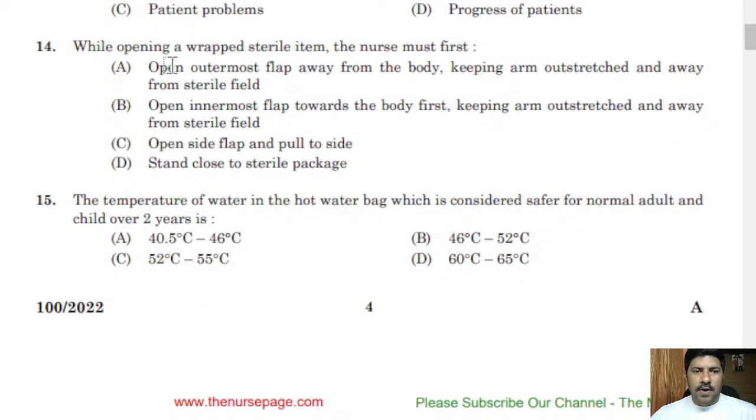14th question, while opening a wrapped sterile item, the nurse must first. Usually we need to open the outer covering in an away direction. So here the correct option is option A. Open the outermost flap away from the body, keeping the arm outstretched and away from the sterile field. So the correct answer is option A.